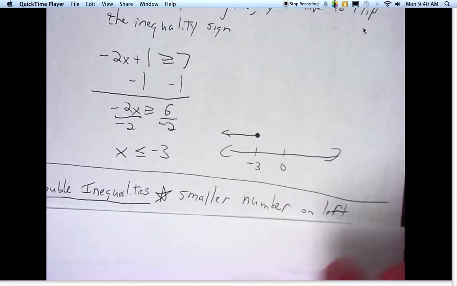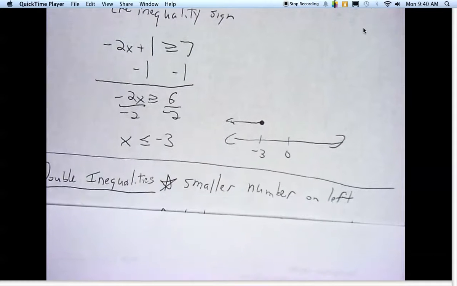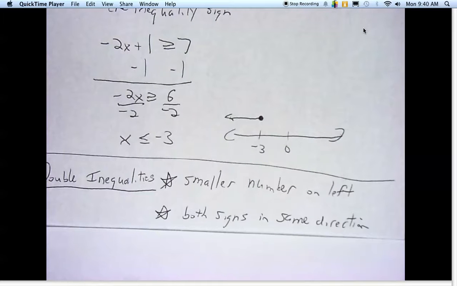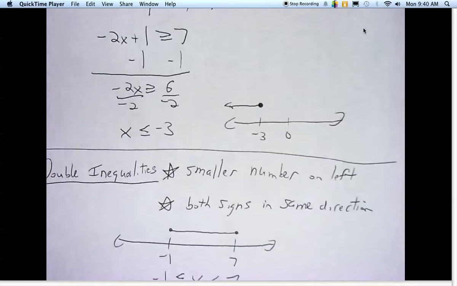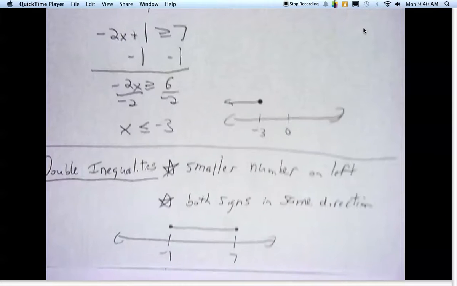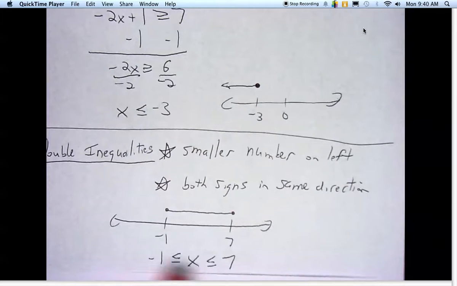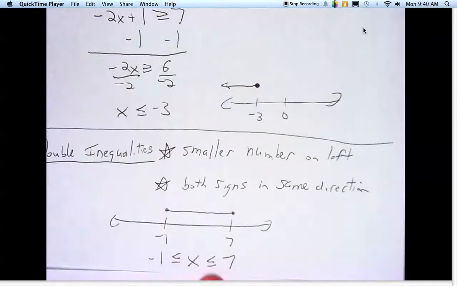For double inequalities, that's where you have x sort of trapped between two numbers. Make sure you always put the smaller number on the left and make sure both signs are going in the same direction in order for it to make sense. And so for this one, if I want all the numbers between -1 and 7, I'm going to go from -1 to 7 with the x in between, and then they are both less than signs. They both have bars in this case because both of the circles were filled in, right?